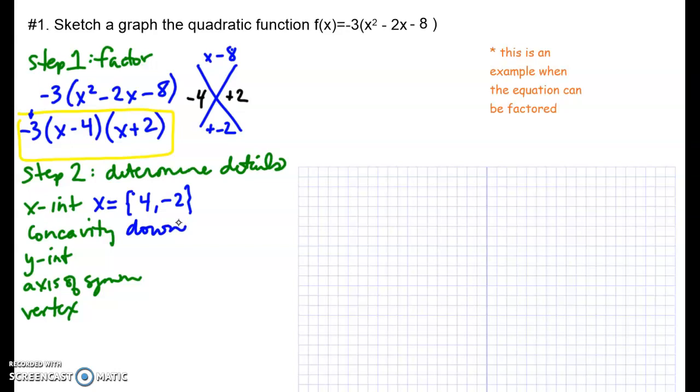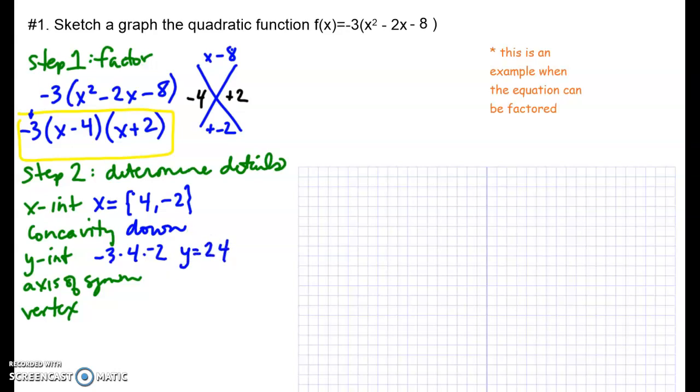The y-intercept, remember, happens at a times r times s. So we've got a y-intercept at -3 times 4 times -2, which would be 6, which equals 24. That happens at y equals 24.